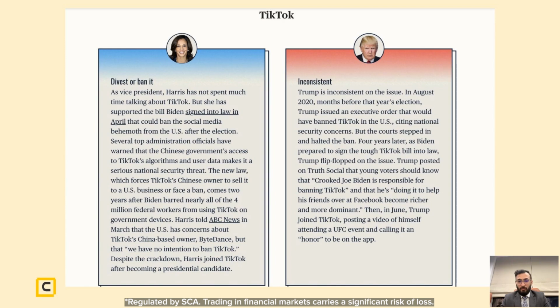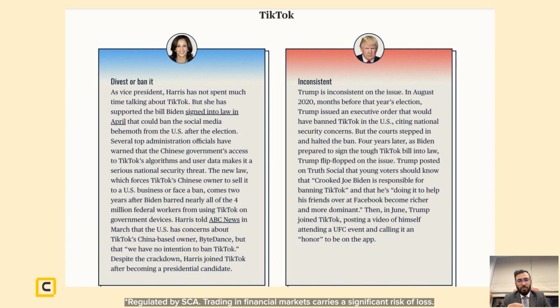Right now, in the case of Kamala Harris, she has not spent much time talking about TikTok, but she has supported the bill which Joe Biden signed in April that could ban the social media app TikTok from the US after the elections. A lot of administration officials have warned that the Chinese government's access to TikTok's algorithms and user data makes it a national security threat. That's what Trump also talked about last time, that because of national security, the algorithm which TikTok is using can be accessed by the Chinese government. And that is why it's a national issue, and that's why it should be banned.